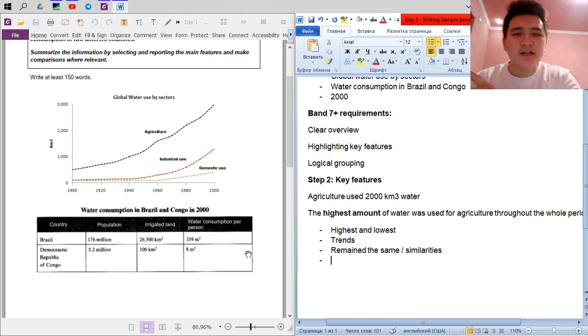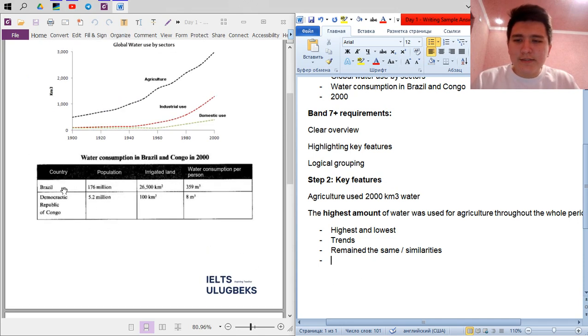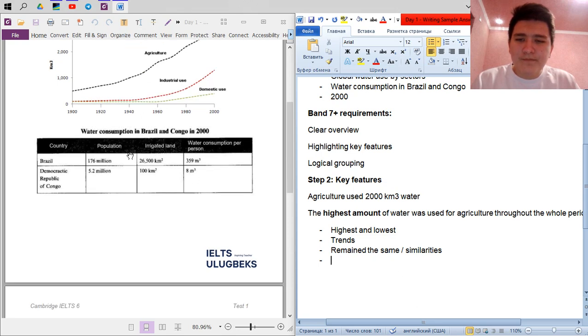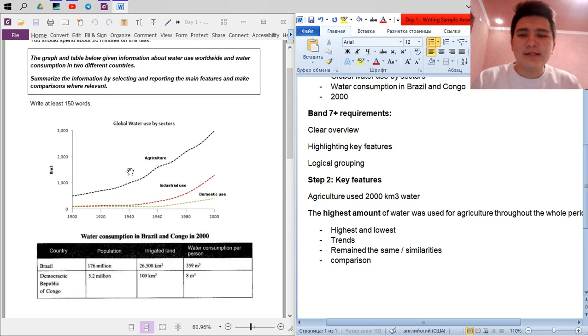Believe me, as long as you have a clear overview and your logic and your grouping is logical, and it's done to the highest level, like fully extended. When is it fully extended? When you give some comments that are relevant and make a lot of sense, right? So okay, and what else? I think, yeah, remain the same, similarities, and for this particular type of task one, you have comparison. So you have to be able to compare the country population and stuff, right? Now let's get into the details.